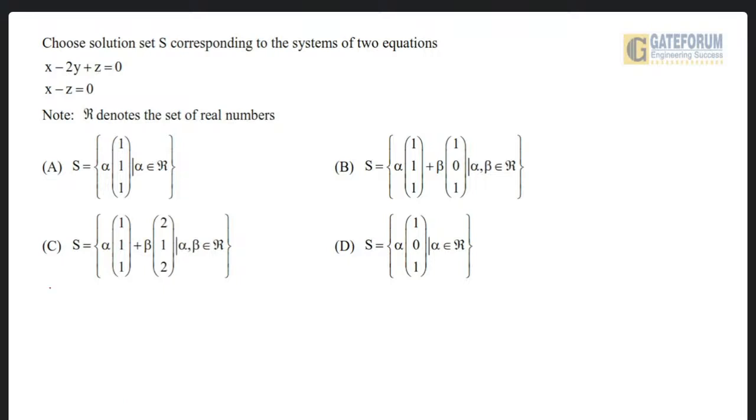Now the solution. Before going to find the solution, these are two homogeneous equations. All three variables x, y, z are on the left side, and the right hand side is 0. There are only two equations in three variables. This is a homogeneous system Ax equal to O. Definitely it will have infinitely many non-trivial or non-zero solutions.